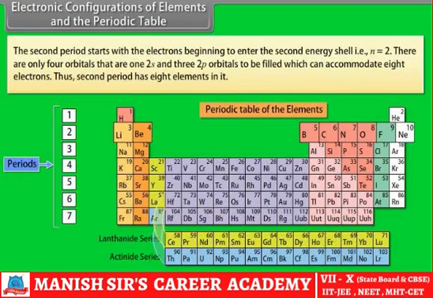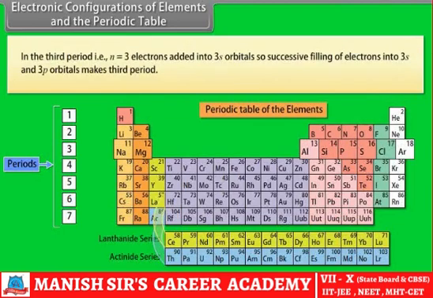The second period starts with electrons beginning to enter the second energy shell, that is, n equals 2. There are only 4 orbitals, that is one 2s and three 2p orbitals, to be filled, which can accommodate 8 electrons. Thus, the second period has 8 elements in it.